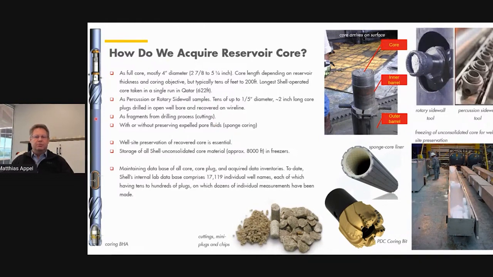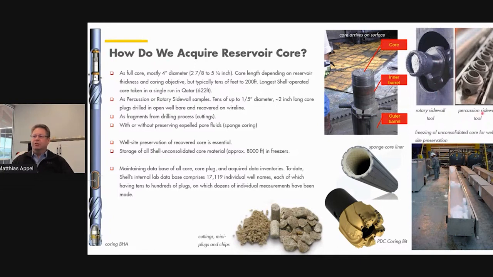Alternatively to the coring borehole assembly, we can also take samples on, as we call it, wireline. There are wireline rotary tools where basically a little drill bit can be extruded into the formation, drills into the formation, takes a sample and collects the sample inside the tool, which is then pulled back to surface.